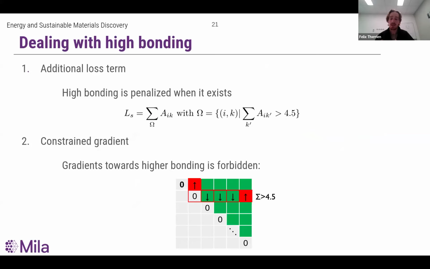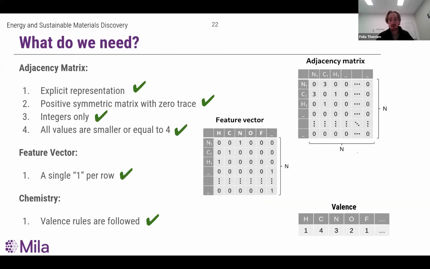Then, as for respecting the rule of not being more than 4, we use 2 strategies here. It's not super important, but basically we add an extra penalty to the loss, and then we make sure that once we're below 4, there is no way to go above 4. And so in the end, with these pretty simple construction rules, we're able to guarantee that the adjacency matrices and the feature vectors will make sense.